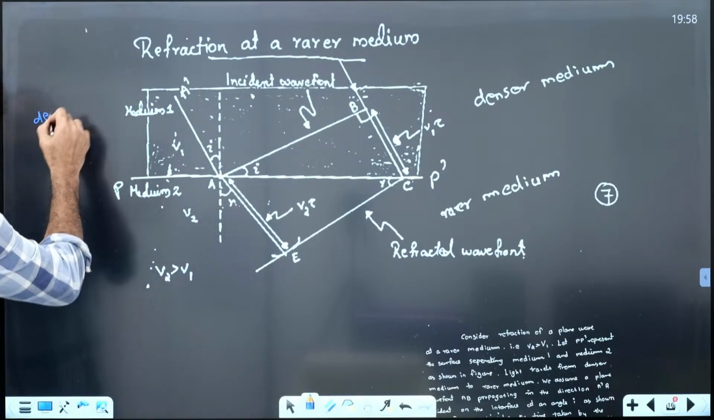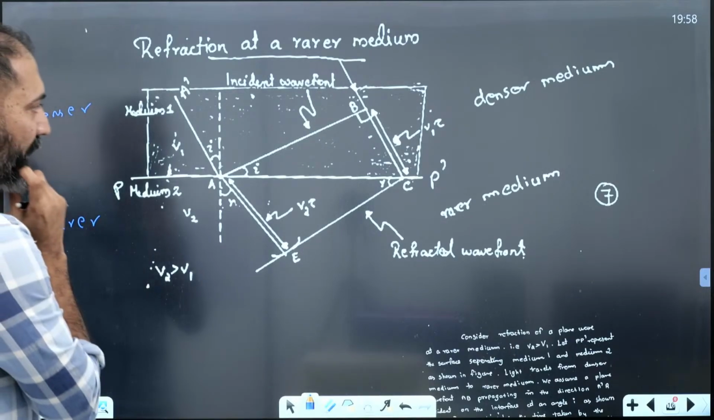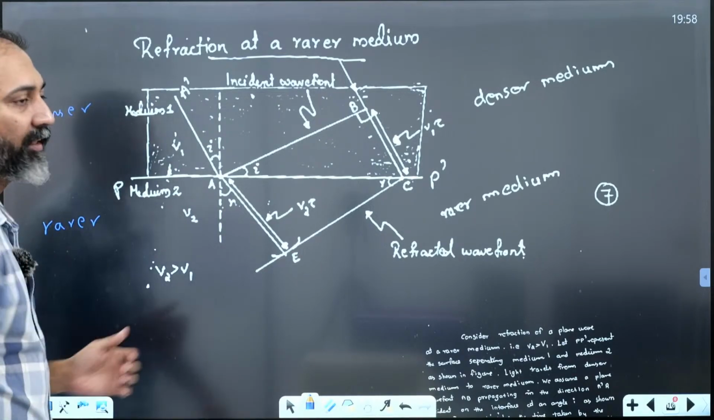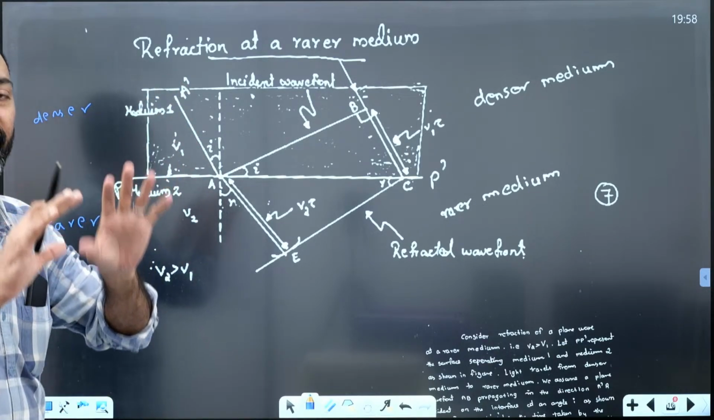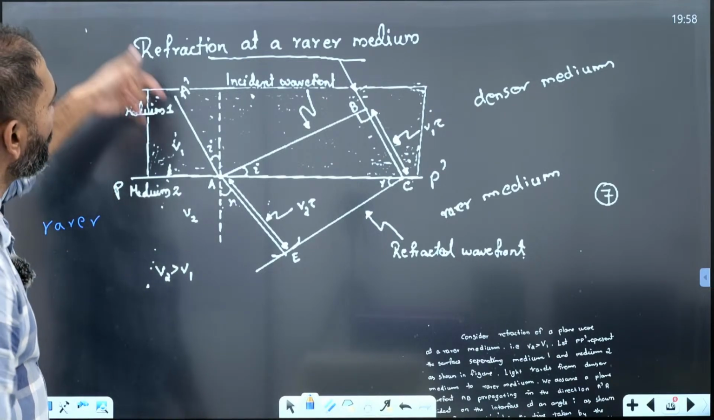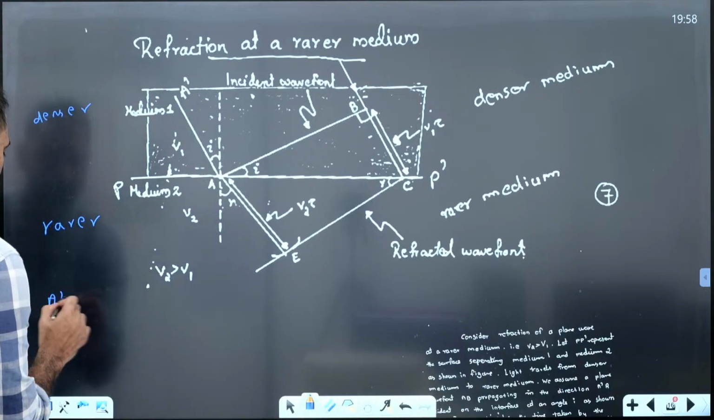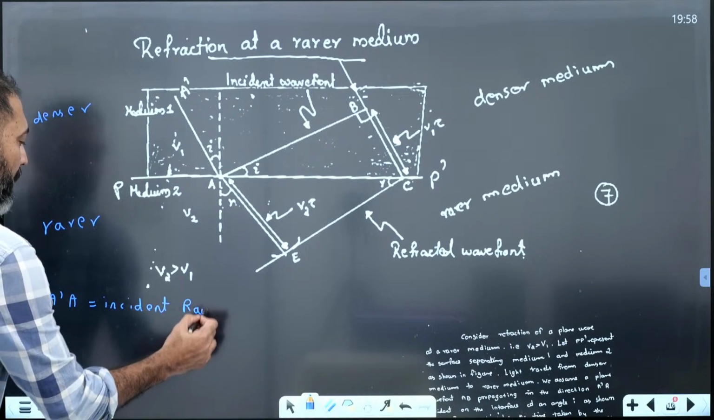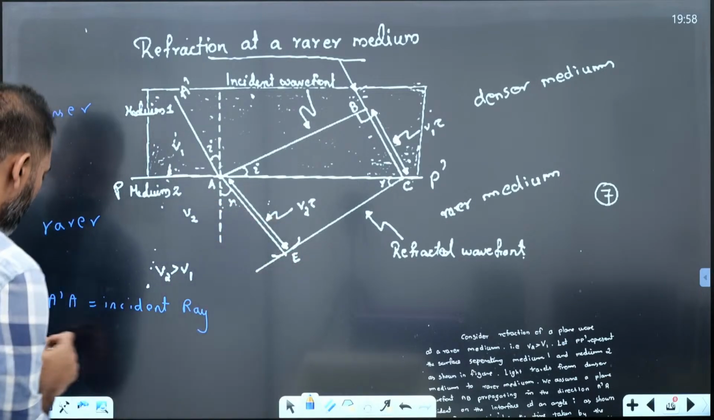So this is the denser medium, the first medium, and the second medium is the rarer medium. So what is A dash A? We are doing this derivation to make sure you are 100% sure about the previous derivation. A dash A is the incident ray, incident at an angle of incidence I. And AE is the refracted ray.